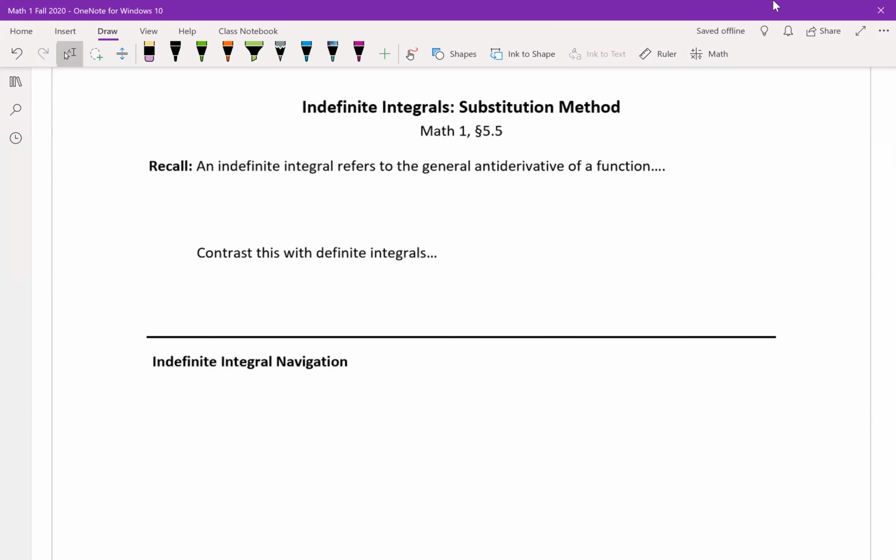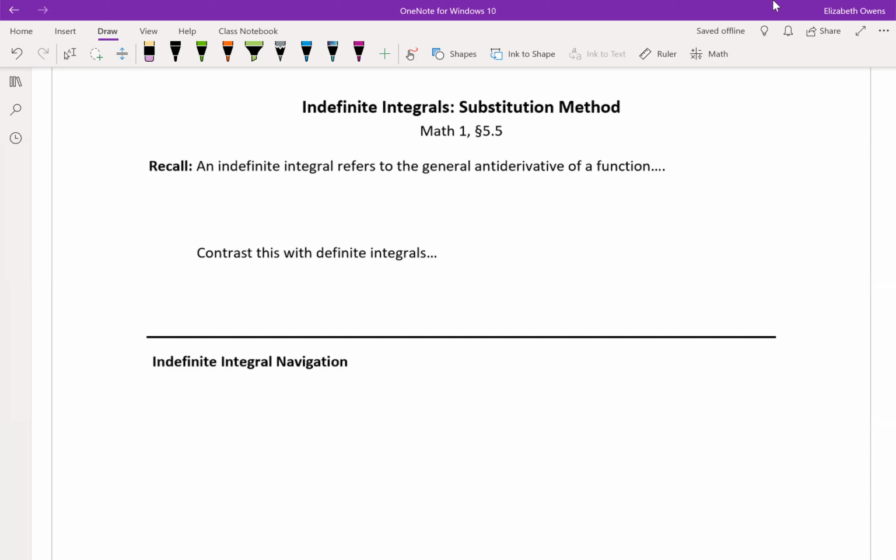Hello, welcome to section 5.5 on indefinite integrals with the substitution method. To kick off, first we need to recall what an indefinite integral is. That refers to the general antiderivative of a function, or the set of all antiderivatives.